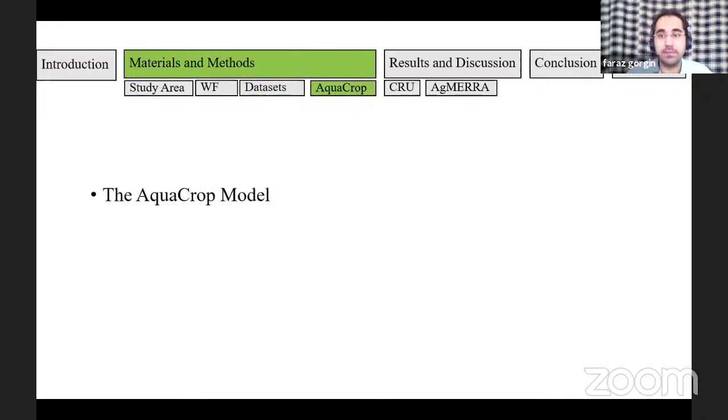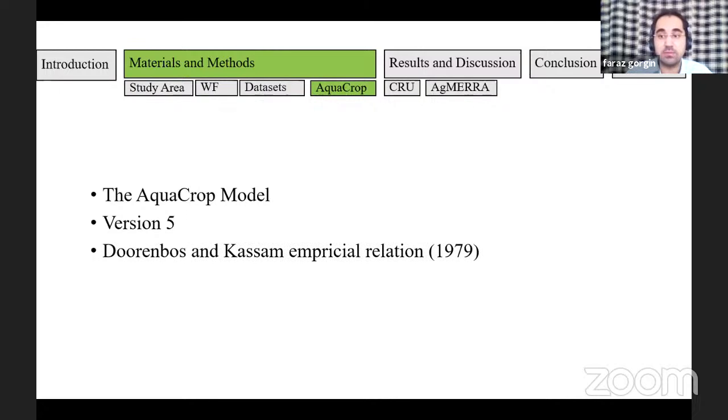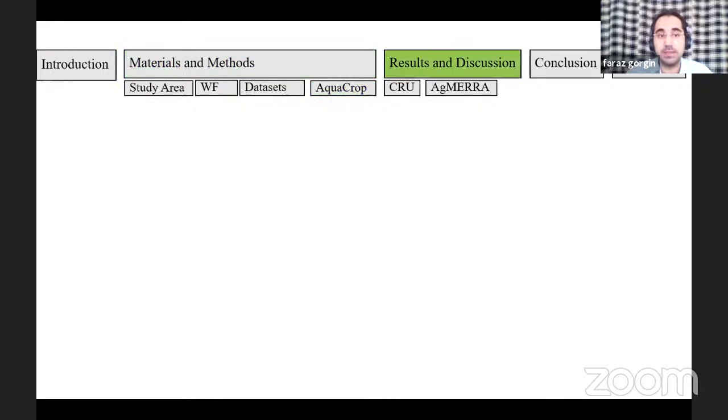In this study, in order to compute the actual evapotranspiration, the AquaCrop model version 5 was used. This model was introduced by FAO and simulates yield and biomass in relation to the water available to plants, introduced by Doorenbos and Kassam's empirical relation.